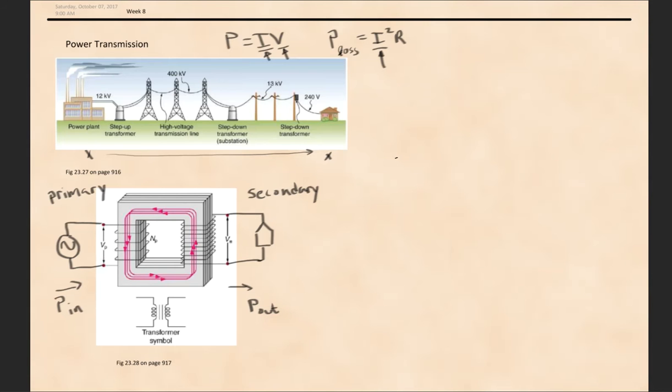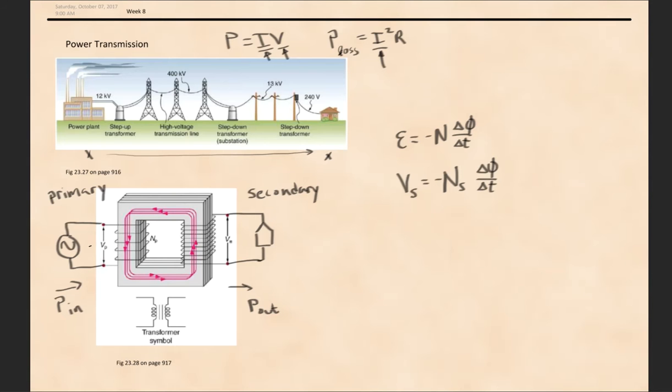On the secondary side, the EMF is going to be, by Faraday's law, related to the change in flux over the change in time times the number of coils. So the EMF, or the voltage, on the secondary side is going to equal N sub S times the change in flux over change in time.